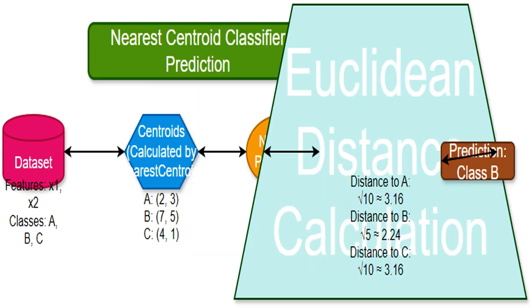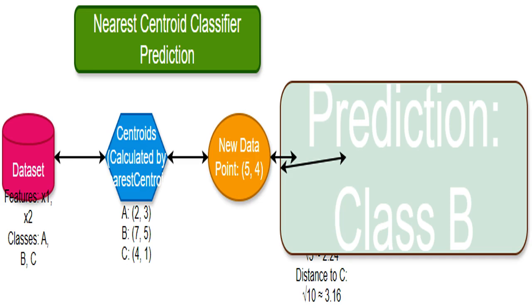These are the calculated Euclidean distances. The distance to class A is approximately 3.16, and the distance to class B is approximately 2.24. This calculation helps determine which class is nearest to the new data point. Because the distance to class B's centroid, approximately 2.24, is the shortest among all three classes, the NearestCentroid algorithm will predict that the new data point, (5, 4), belongs to class B.